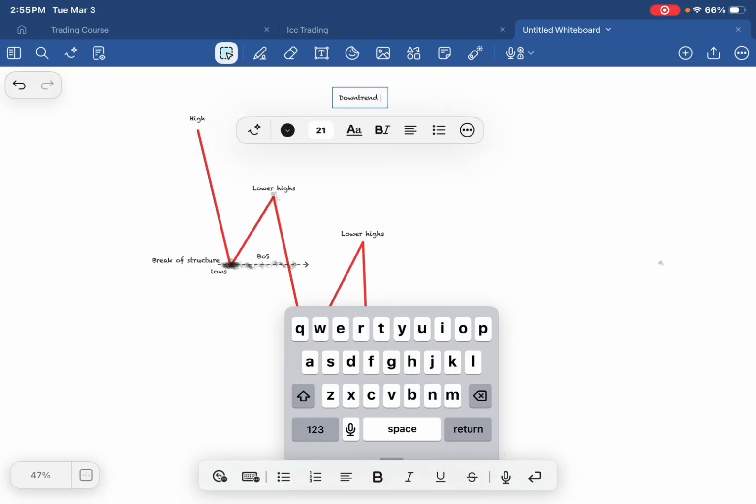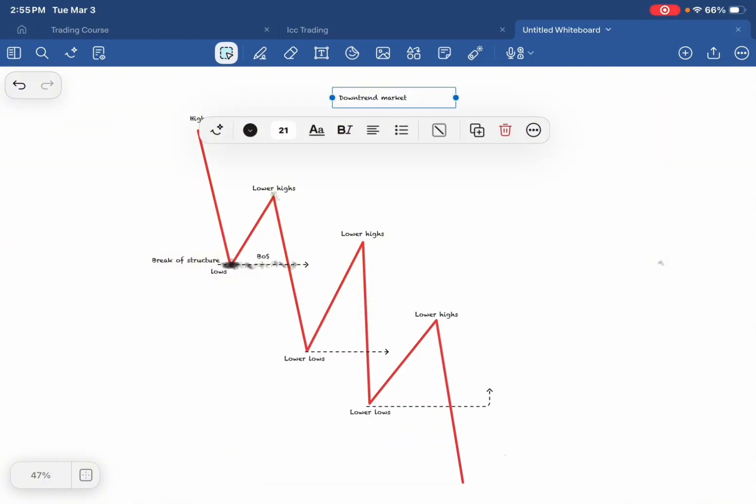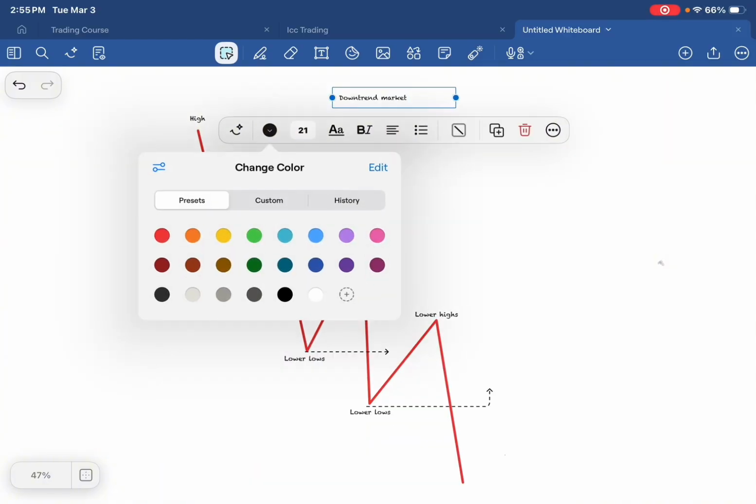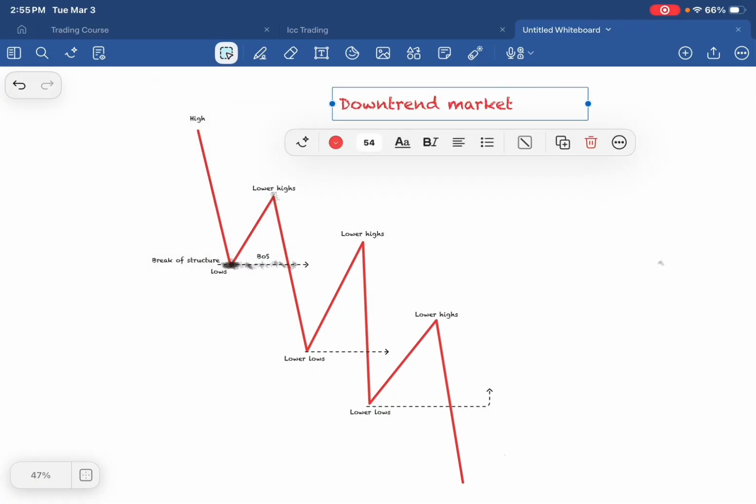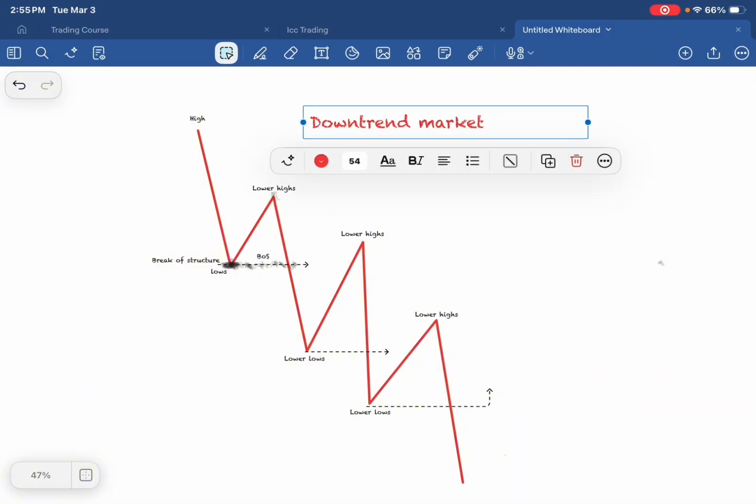Downtrend market. Alright, I'll big it up and put it in red. The reason why I color code these things is I want you to understand, because when you go on MetaTrader 5, the candlesticks are red and green. However, I customize mine in whichever color I like.